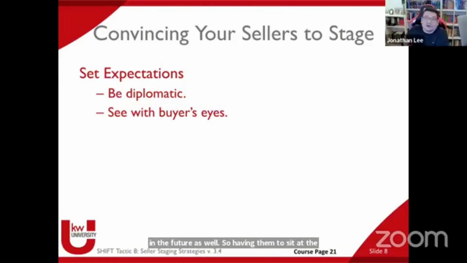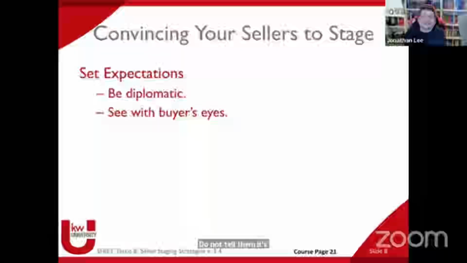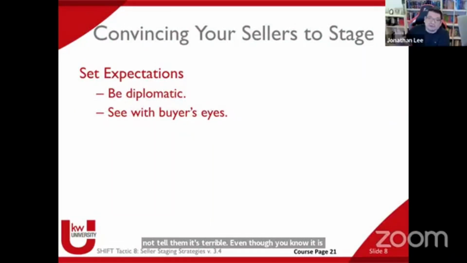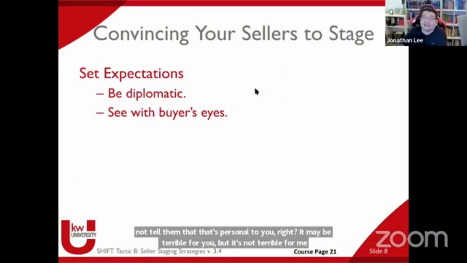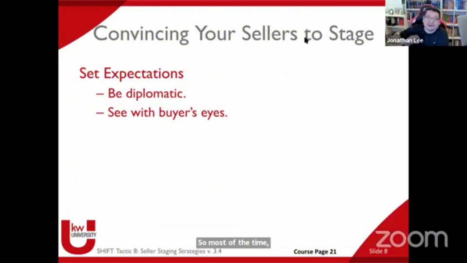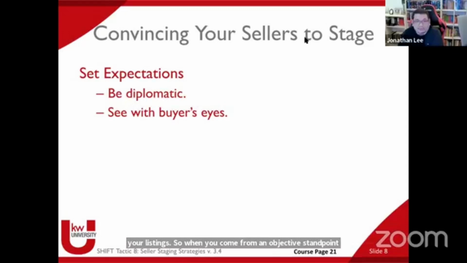Be diplomatic. Do not be dismissive. Do not criticize their property. Do not tell them it's terrible, even though you know it is. Do not tell them that, because that's personal to you, right? It may be terrible for you, but it's not terrible for me. Most of the time, I find that a lot of agents get very personal with their listings. So I encourage you not to get personal with your listings and to be objective. When you come from an objective standpoint, you begin to communicate in a potentially more diplomatic way.